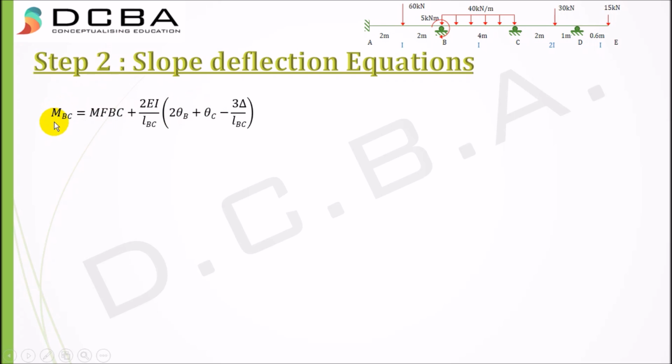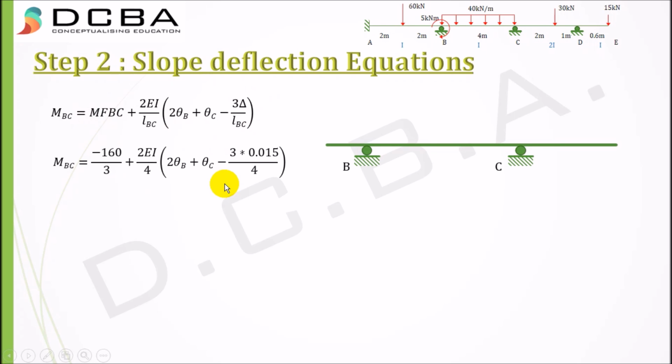Again, when I am writing for MCB, here in the bracket it will be 2 theta C plus theta B, because it was CB. Now it is BC. Again here MFBC, and while writing for MCB I'll write MFCB. Whatever these two letters correspond to, the same thing will be written in the equation as well. So MFBC was, I think, minus 160 by 3 plus 2EI by 4 into 2 theta B plus theta C.